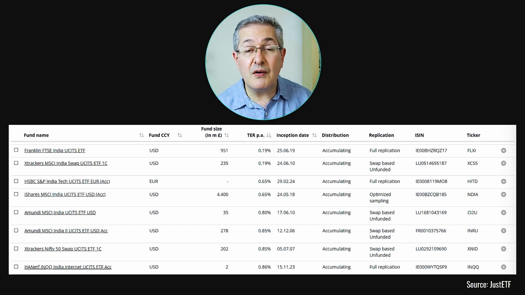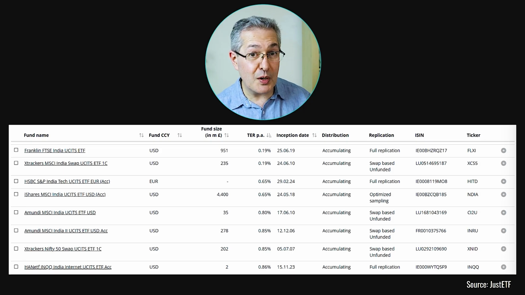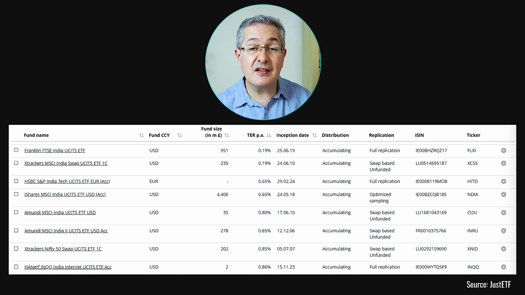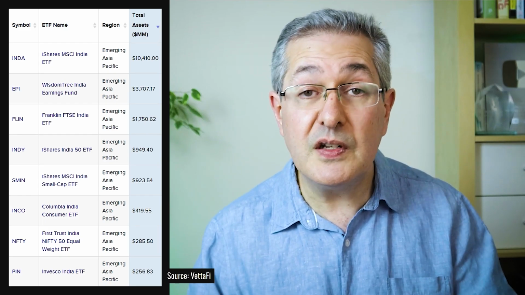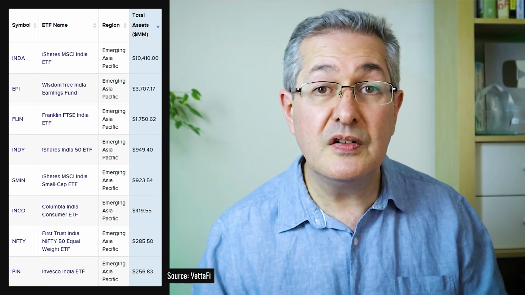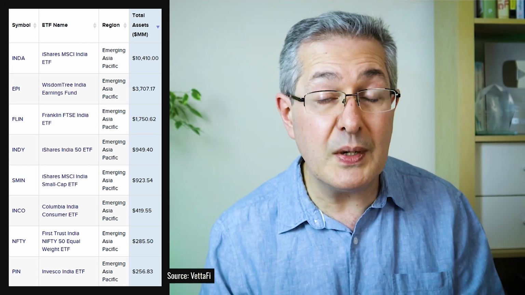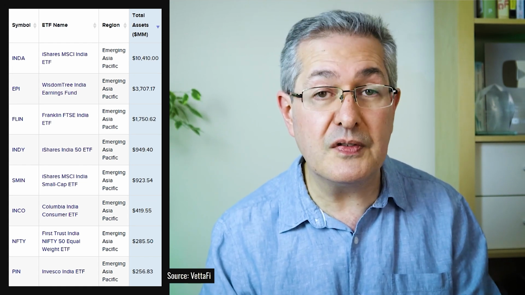Well, fortunately, there are many funds which give you exposure to Indian stocks. Here, for example, are some which I found on Just ETF, and they're not all expensive by any means. The column to focus on here is the TER column, that's the total expense ratio, and certainly for the two funds at the top, you can see the expense ratio is 0.19%, which is quite reasonable for emerging markets. If you're based in the US, you can use Vetify or ETFDB to do a similar search for ETFs that give you Indian exposure, and again, there are lots of choices here.